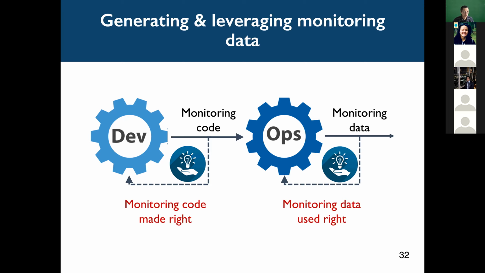The first direction is about how to produce the monitoring data, that is, how to use the monitoring code to produce monitoring data. The second direction is about how to leverage the monitoring data, how to analyze the monitoring data. So we call them monitoring code made right and monitoring data used right. We'll see the concrete sub areas in the next slide.